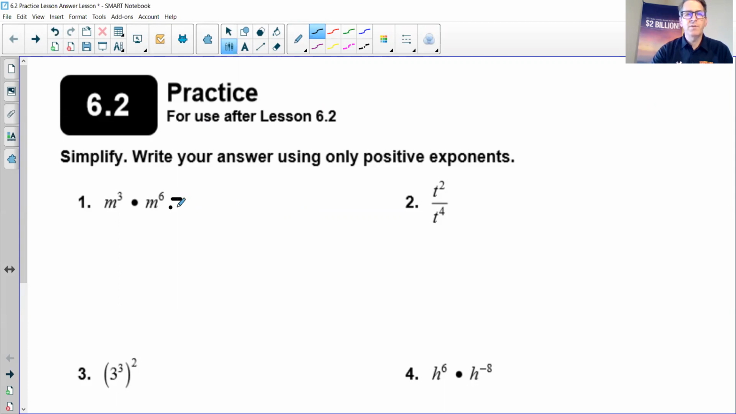All right, so you have m to the third times m to the sixth. With that in mind, you have the same base of m. So when you have the same base, you add the exponents. So it's m to the 3 plus 6, which is m to the 9th.